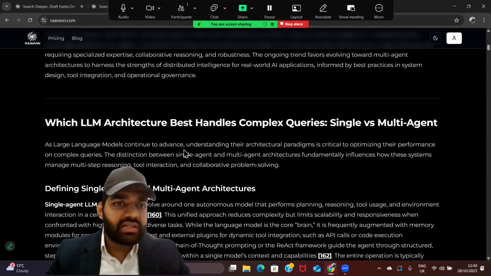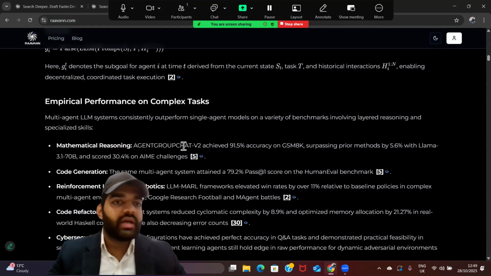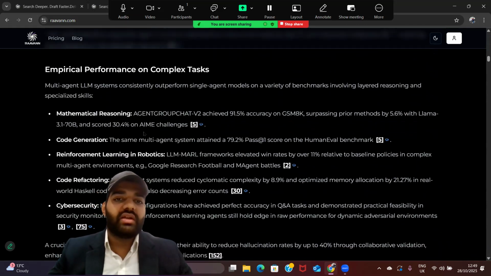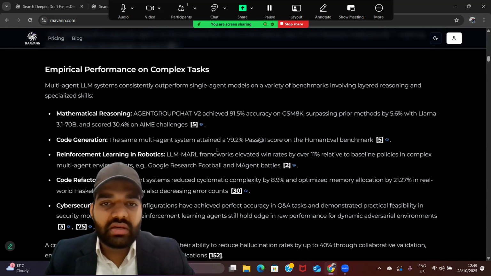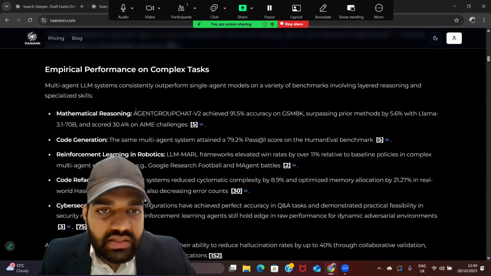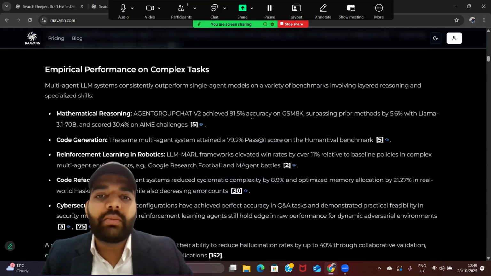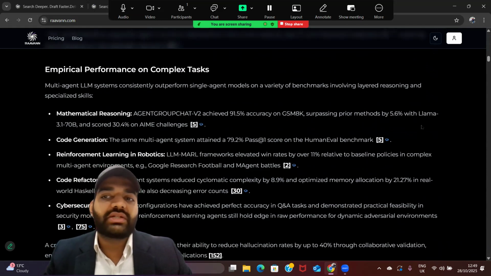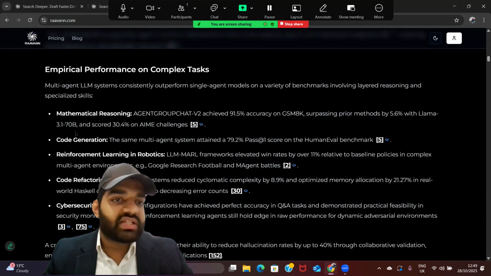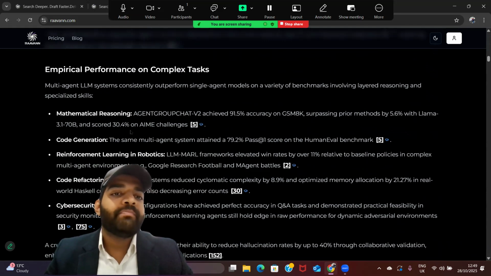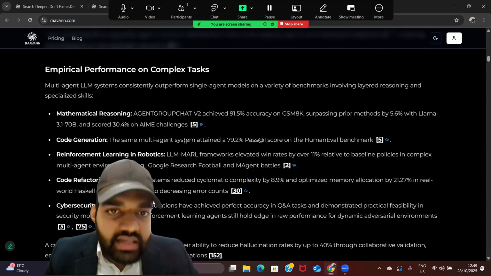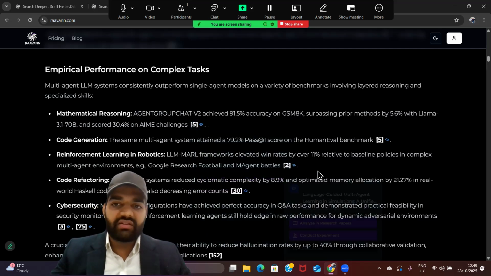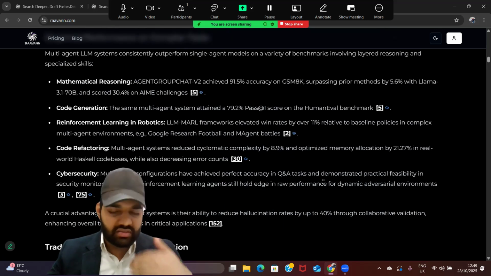But okay, we can skim through it from the top, not fully. As you can see, we start off with what the architectures are, how they work, then empirical performance on complex tasks. Now, as mentioned earlier, none of it is generic. For example, this multi-agent system achieved 91.5% accuracy on GSM8K, surpassing prior methods by 5.6, with Llama 3.1 70 billion parameters, and scored 30.4%. Now, this was taken from some research paper.